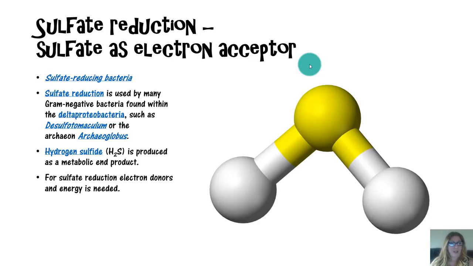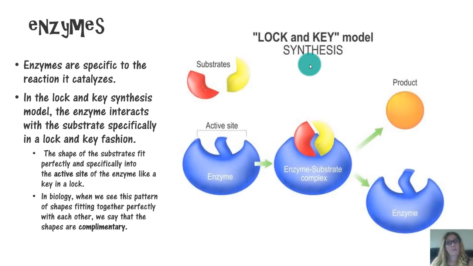Archaeoglobus. Hydrogen sulfide is produced as a metabolic end product. For sulfate reduction, electron donors and energy are needed. So enzymes are needed to catalyze all of these different reactions.